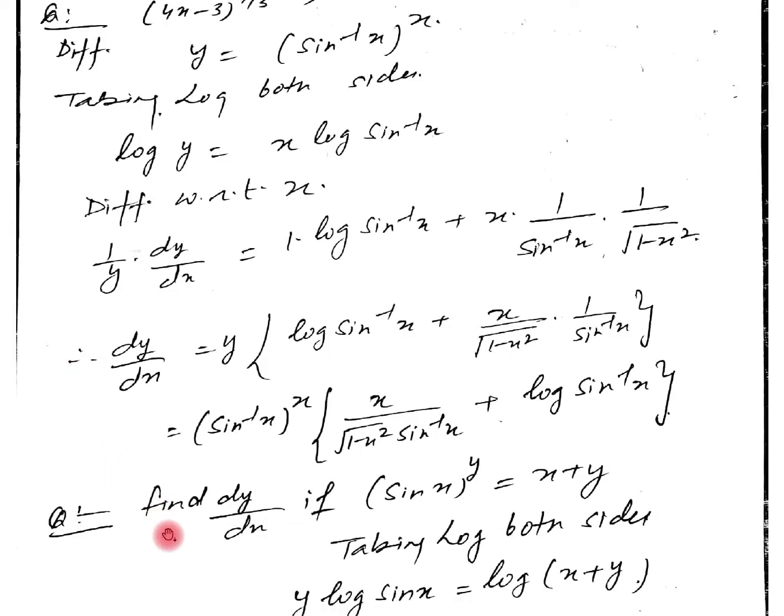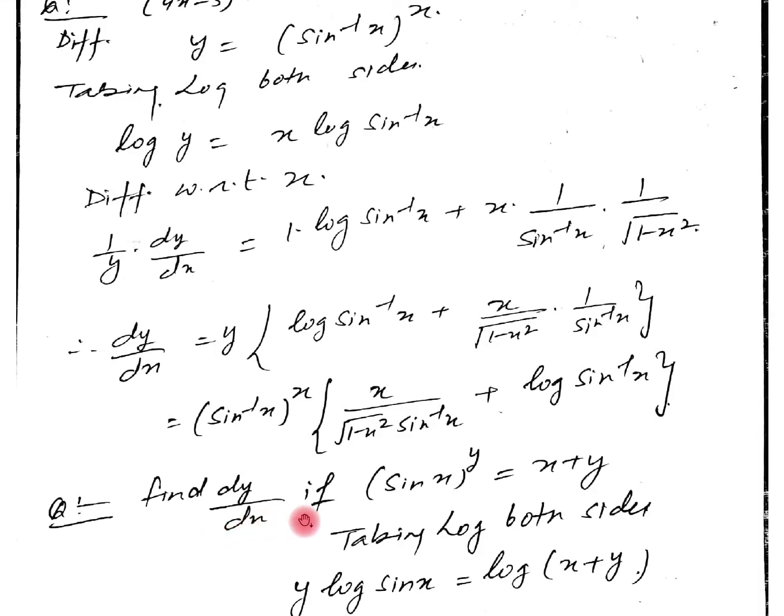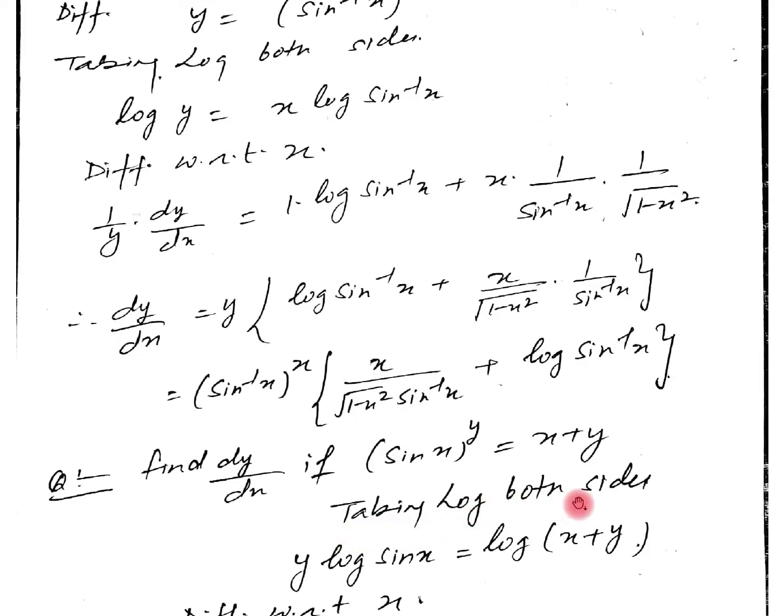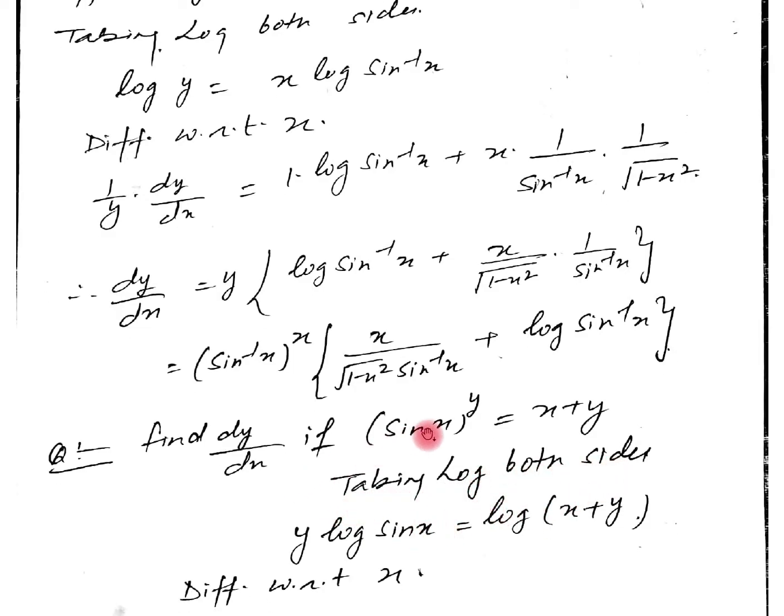Let us apply it to another question. Again, it is a similar question. We have to find the derivative if sine x whole power y equal to x plus y. Again, one function is the power of another. So we have to start by taking log both sides. Now the left hand side can be written as y log sine x is equal to log x plus y. See this step very carefully. You can't write log x plus log y. We have to write here y log sine x and on the right hand side log x plus y.